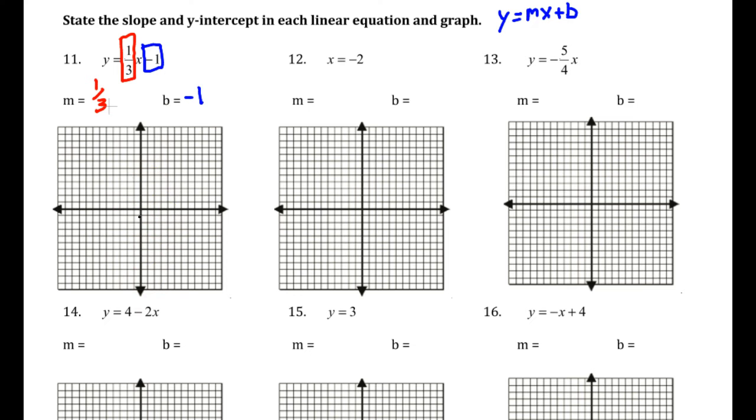So we just start there, at -1, and then use our slope. In this case, it's up 1, right 3. Up 1, right 3, and do it a few times, just like that. Your points should be on a nice straight line, and definitely use your straight edge. Go across the entire graph.